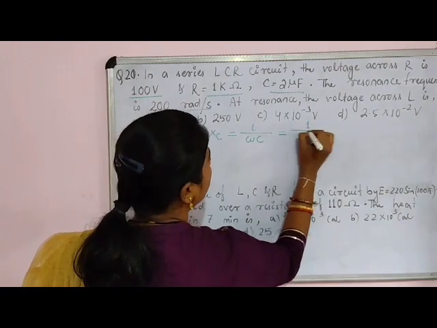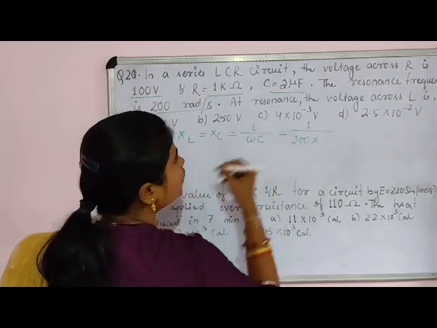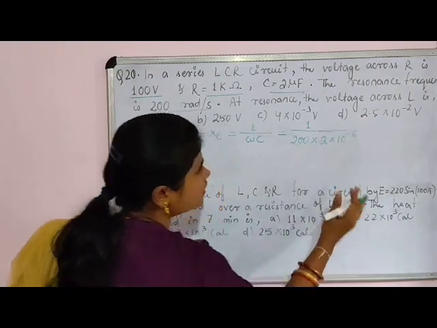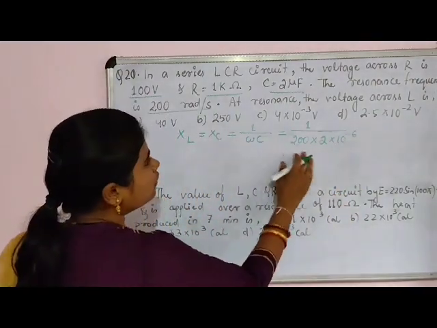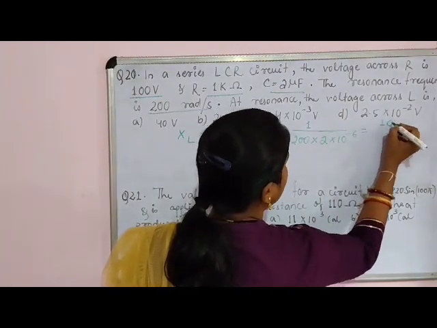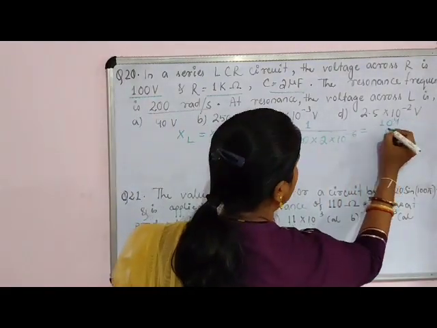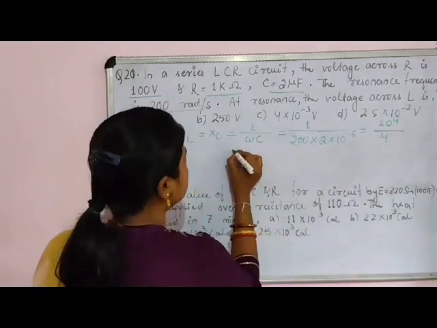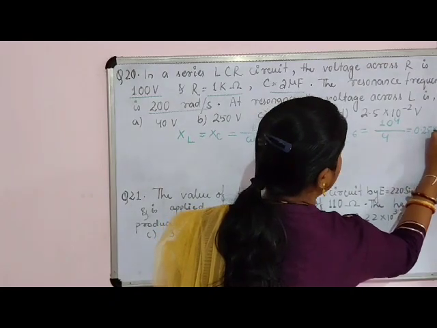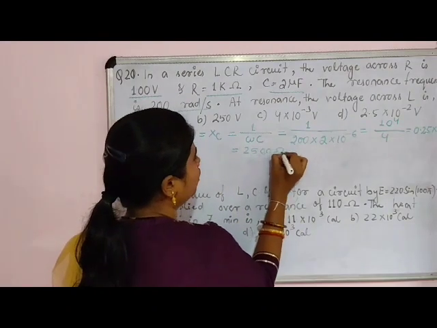That will be equal to 1 by omega, which is 200, that is the resonant frequency, and the capacitance is 2 microfarad, that is 2 into 10 to the power minus 6 farad. So the value of this will come up as 10 to the power minus 6, and again here we are having 100. So that will be 10 to the power 4 divided by 4, or simply we can write it as 0.25 into 10 to the power 4, or that will be 2500 ohm.